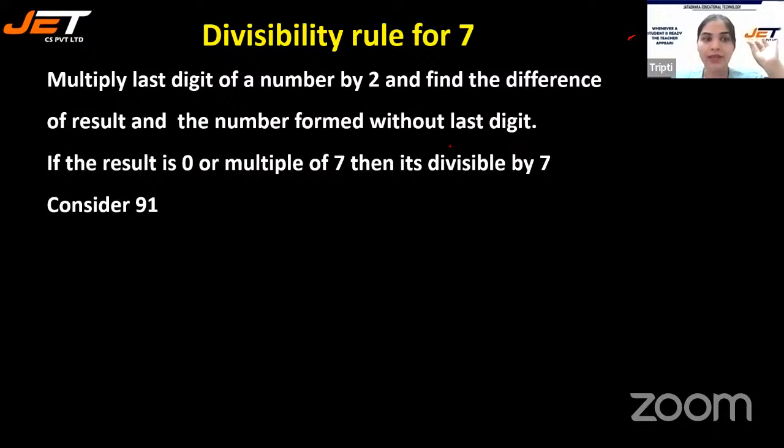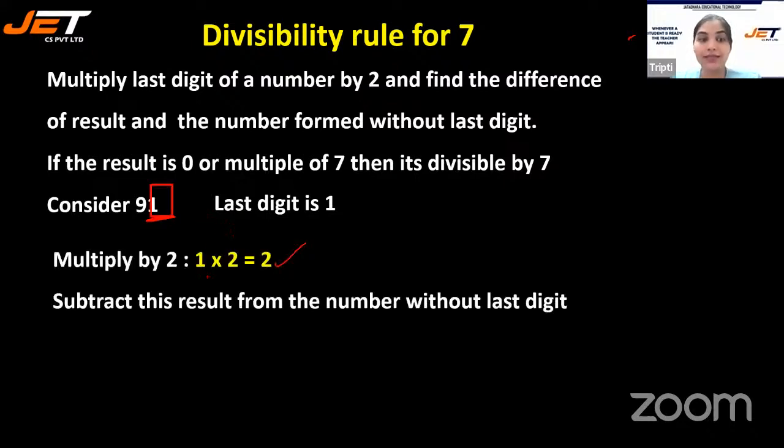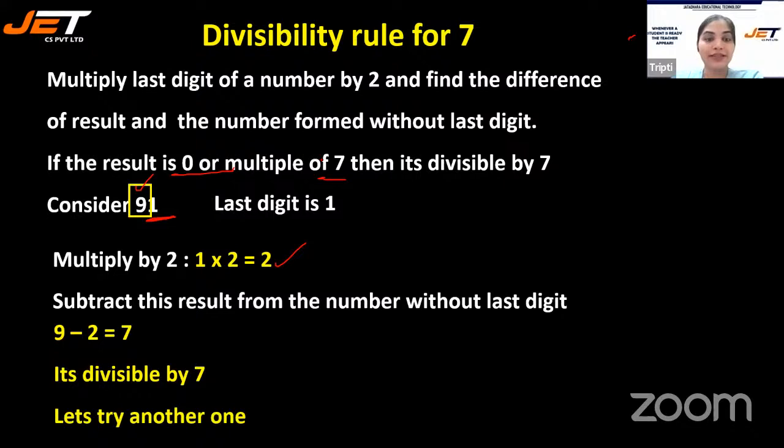It means, let's say the number is 91. The last digit is 1 here. You have to multiply this 1 by 2. You get 2. The remaining number is 9. 9 minus 2 is 7. If the result obtained is either 0 or a multiple of 7, that means that number is divisible by 7. Okay? That is the divisibility rule of 7.